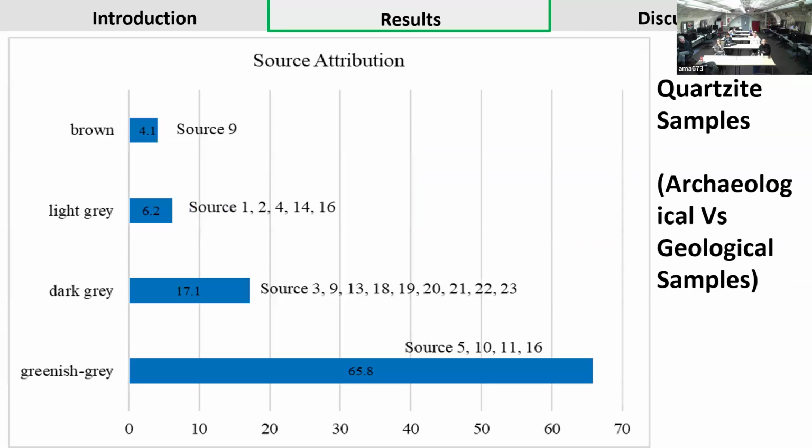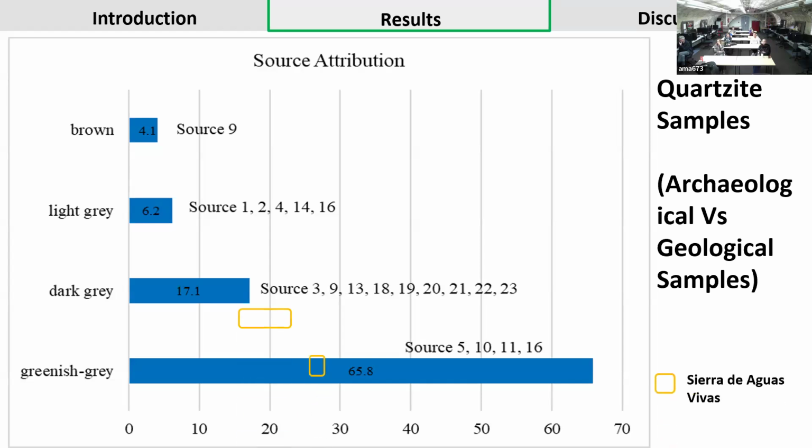So in terms of comparing color between archaeological materials and geological samples, you have these colors: brown, light gray, dark gray, greenish gray. And you have the percentage of archaeological materials that I looked at in terms of quartzite. In total, the quartzite I looked at was about 189 archaeological samples. So 4.5% of them are brown in color, 6.2% light gray, 7.1% dark gray, and most of them are greenish gray.